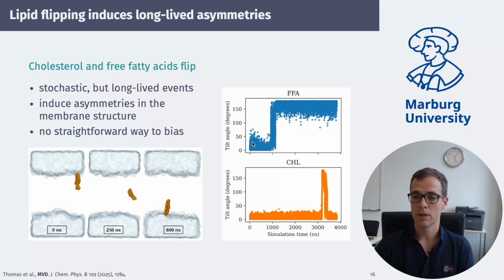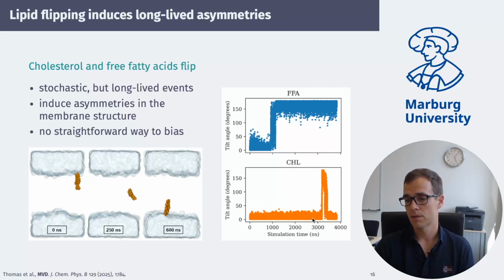Here you see a typical time series of a tilt angle for a free fatty acid molecule. And you see that in this particular instance, the molecule went from one side of the membrane to the other one and stayed there for the entire remainder of the simulation, so for several microseconds. So you have long-living structural asymmetries.